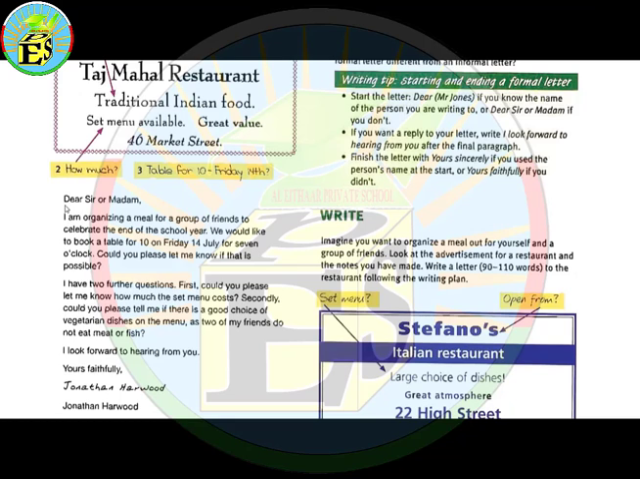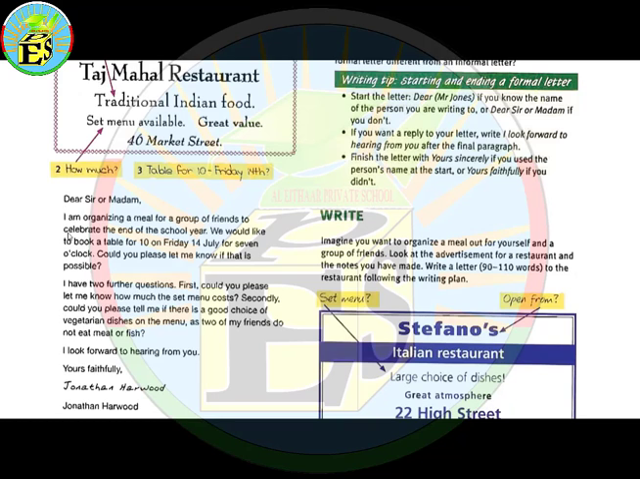so please focus how it's written. It starts with Dear Sir or Madam. Why is that? Because we don't know the name of the person that we are sending to. He's sending to a restaurant and he doesn't know the name of the person who's going to receive the message, so he's sending to someone who's involved.